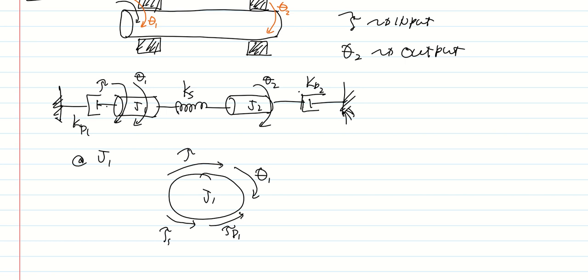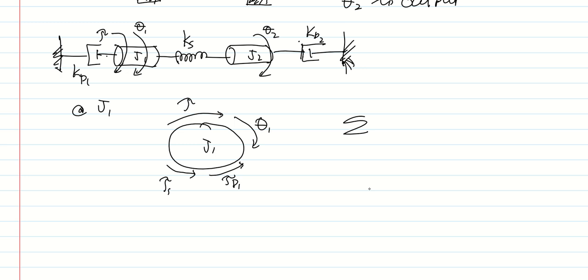But this tau S, this spring, is connected between J1 and J2. So if we want to solve for the torque, it will be the difference between theta 1 minus theta 2 times the spring constant. If we take the summation of torques, it should be equal to J1 times the acceleration, because our output is theta. So let's just use theta double dot t, the angular acceleration.